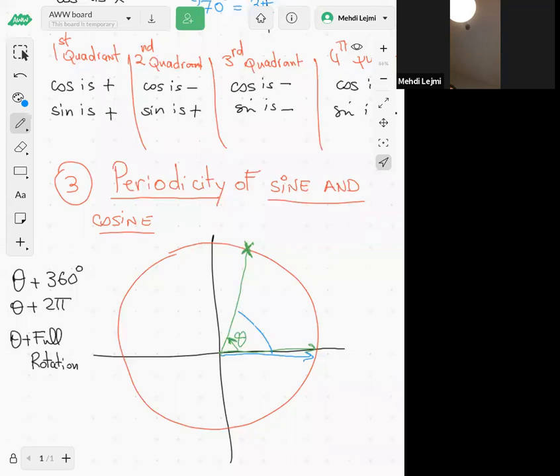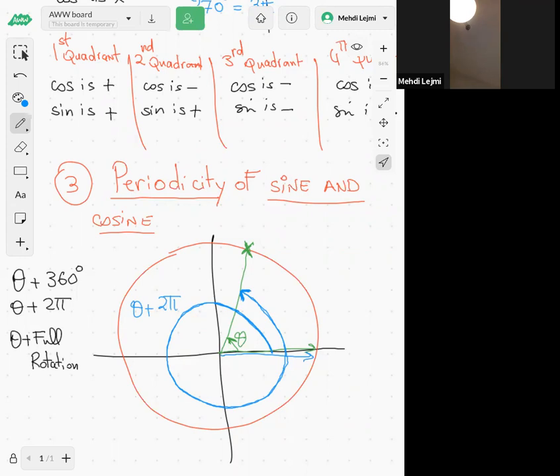So that's theta, right? And then I'm going to do another 2 pi, a full rotation of 360 degrees. And when you do a full rotation, you come back to the same side here. So this is my theta plus a full rotation. You come back to the same position, the same place. This is what I mean by theta plus 360 or theta plus 2 pi.